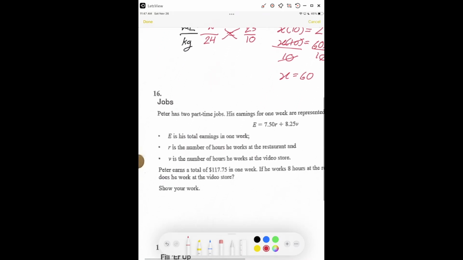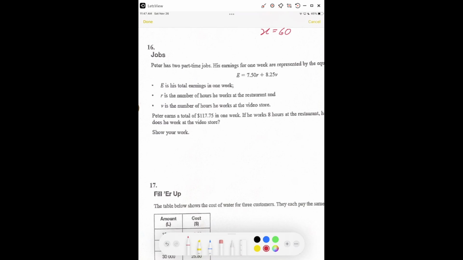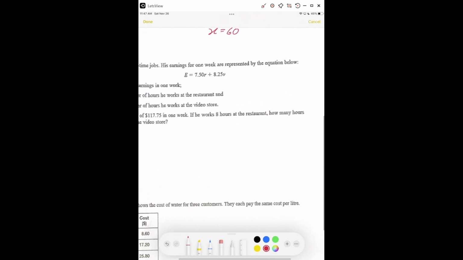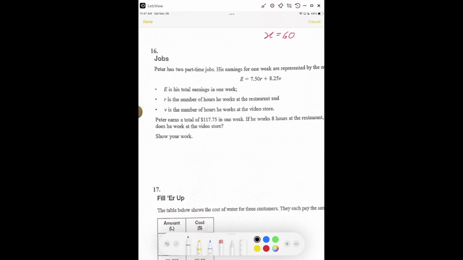So let's move on to number 16. Peter has two part-time jobs. His earnings for 1 week are represented by the equation below. E is equal to 7.5R plus 8.25V. E is the total earning in 1 week. Well, we can write this. Let's write total.